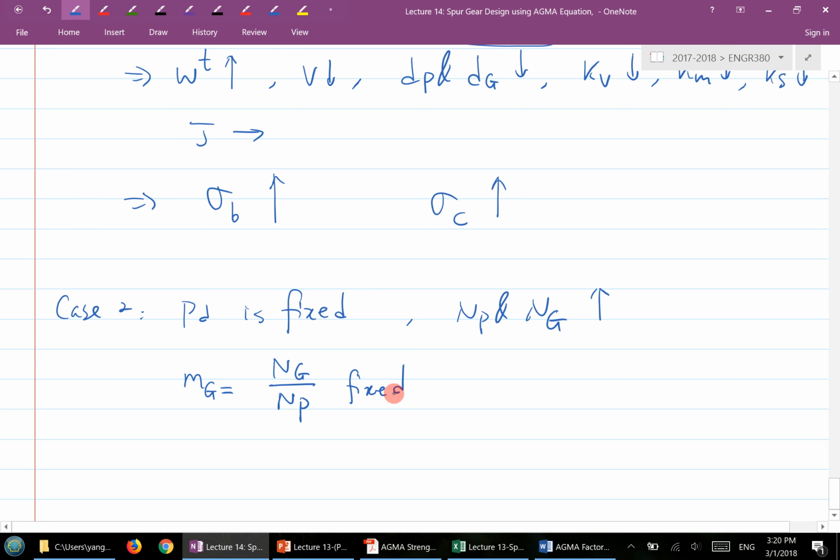If you do this, you'll end up with your sigma for bending and contact going down. So a higher number of teeth will end up with less stress. That's definitely a fact that you should remember. Any questions? Okay. Good.